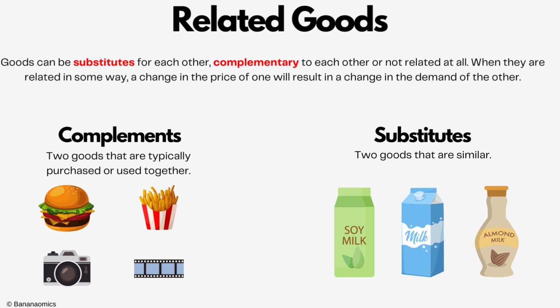The second category of goods are substitutes, goods that typically replace one another, such as dairy milk and almond milk. If the price of dairy milk increases significantly, the quantity demanded will decrease and drive consumers to purchase alternative products such as almond milk, resulting in an increase in demand.